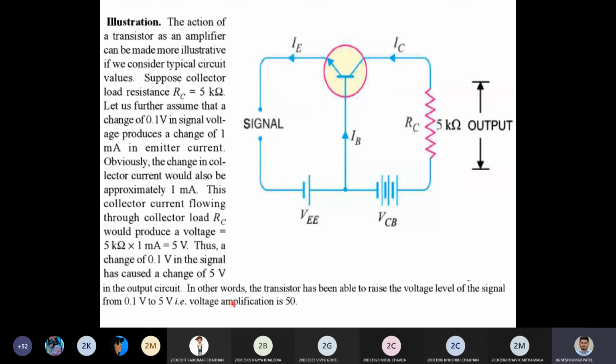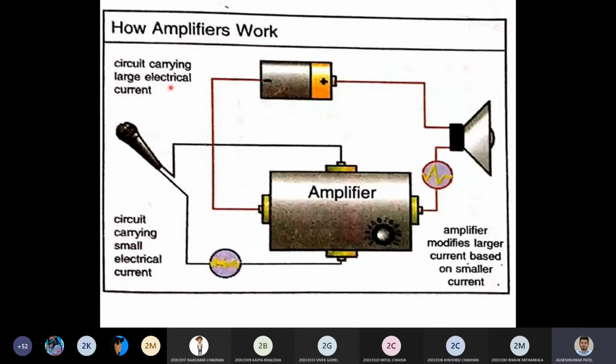So that is the voltage amplification of 50. This is the ratio, 5 by 0.1, that is 50. And this is how an amplifier works. This is the actual circuit, how it is connected. So this is your audio signal, this is the amplifier, and that is your output.